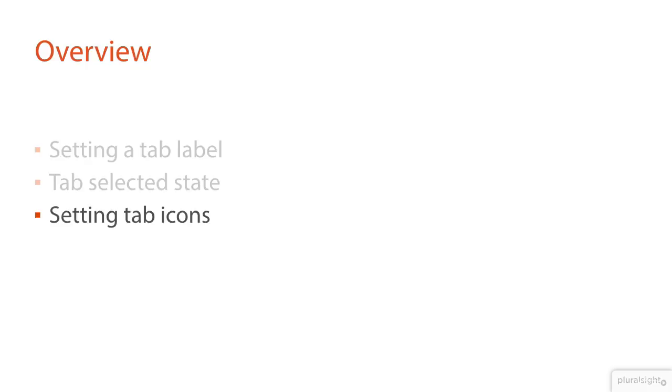I'll show you how to add a label for each tab, how to control which tab is selected, and how to set icon images on your tabs. Lastly, we'll hook a function onto the onPress event to handle what happens when a user selects a tab.